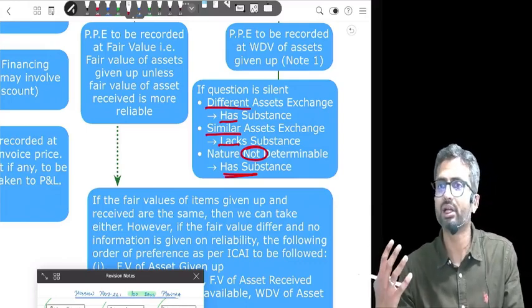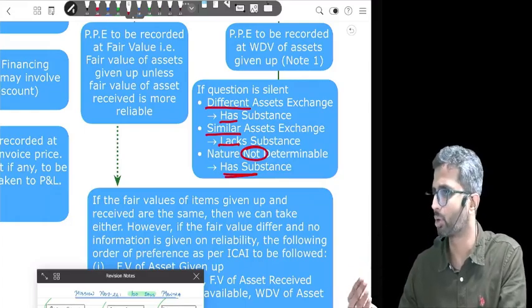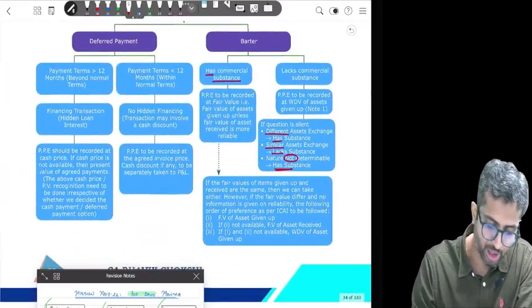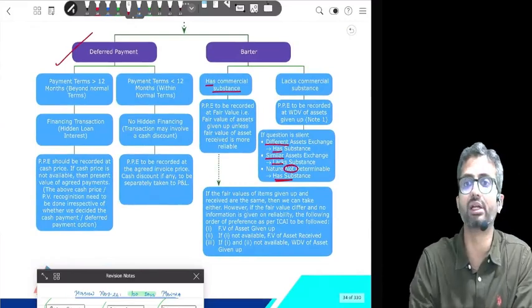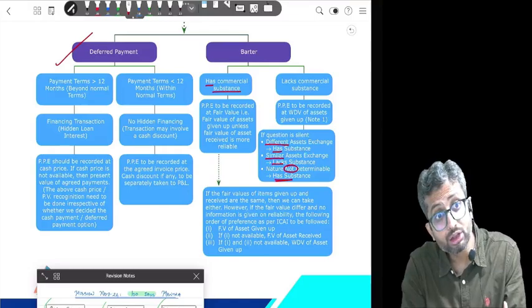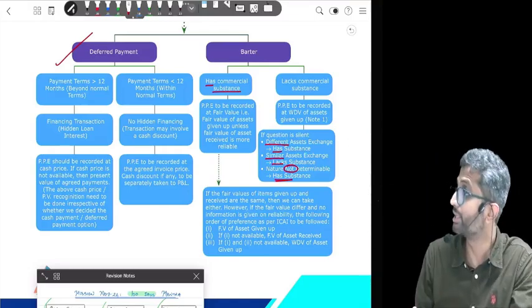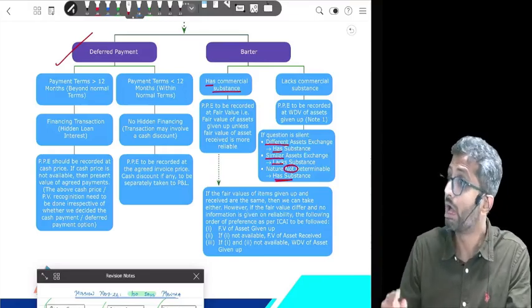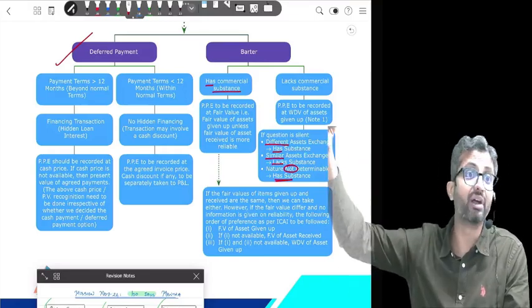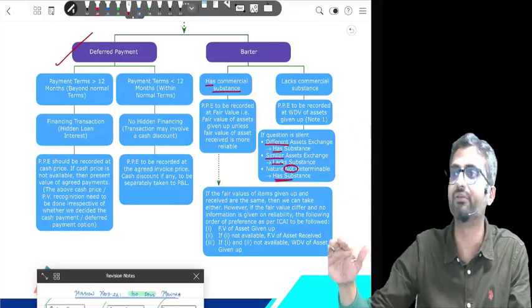So over here, are we clear with this? You do a little more practice and you should be clear. Yes? Okay. That is one, and the last part for initial recognition would be deferred payment. Again, this is applicable throughout your syllabus, not just Ind AS 16, not just Ind AS 38, not just Ind AS 40, also in Ind AS 2, inventory, also in Ind AS 115, revenue recognition, everywhere.